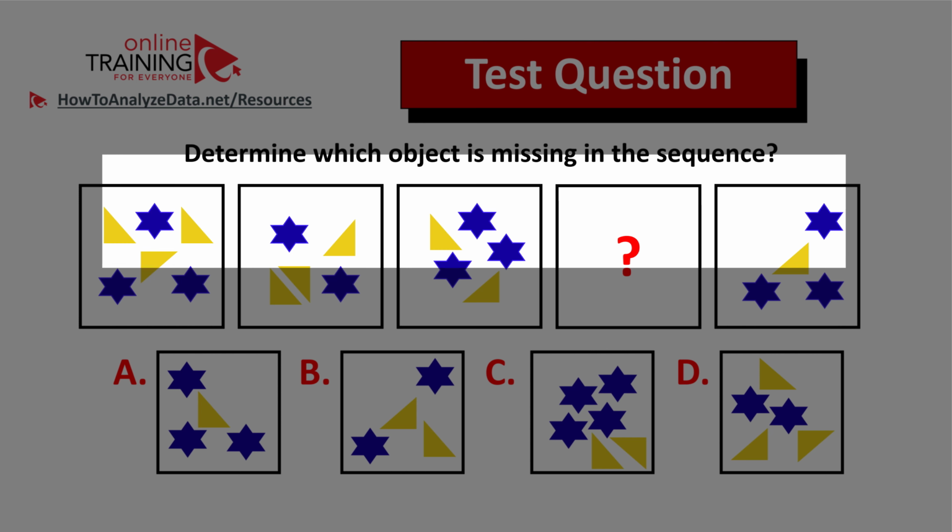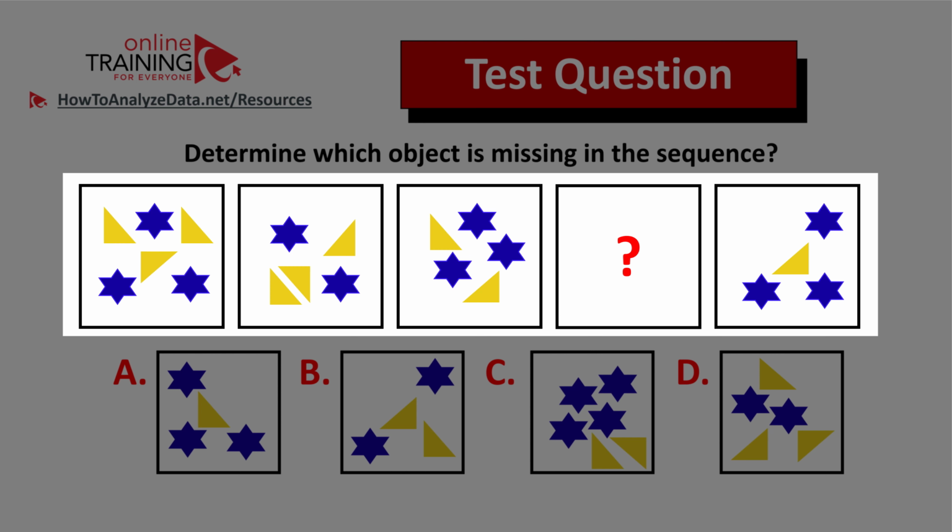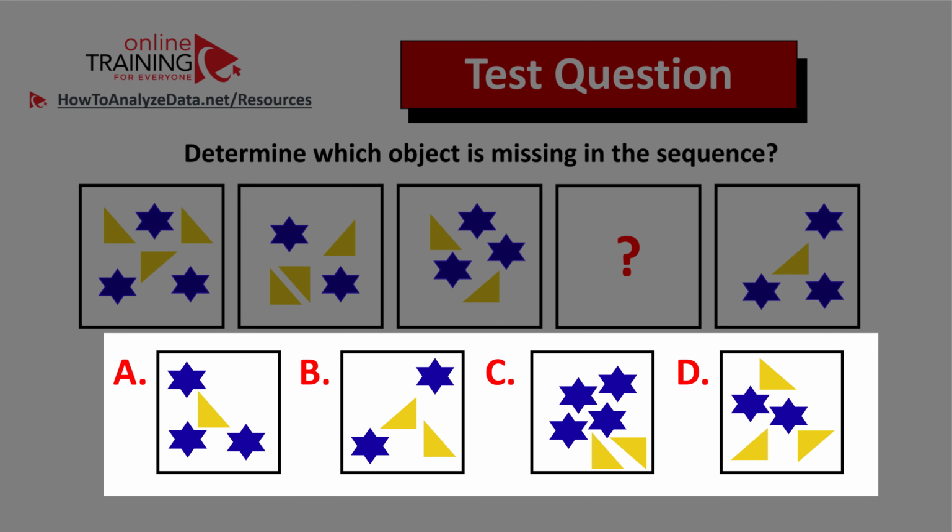And you're presented with the sequence of 5 objects, and object number 4 is missing. You also have 4 different choices to choose from for the missing object. Choices A, B, C, and D. Each object contains triangles as well as stars. Do you recognize the pattern? Do you see the answer?